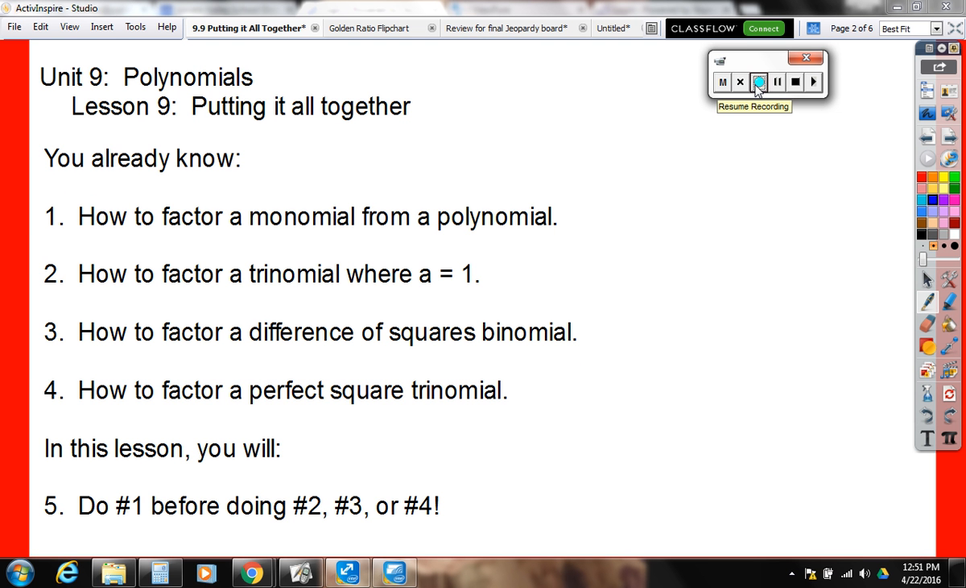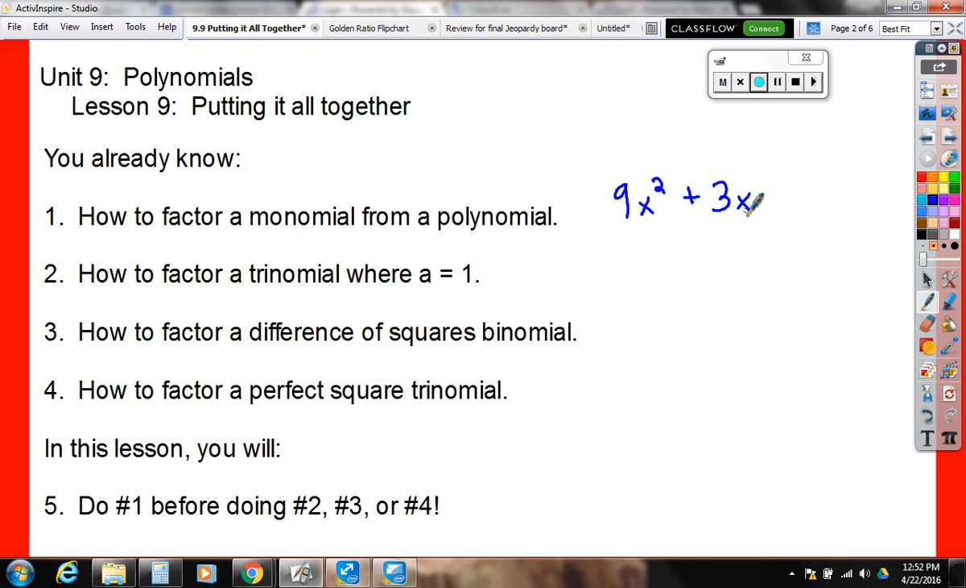Okay, so today's lesson is called "Putting It All Together." We're going to take things that we already know how to do, and put them all together. You already know how to factor a monomial from a polynomial. If we had something like 9x squared plus 3x, we could factor out the greatest common factor.